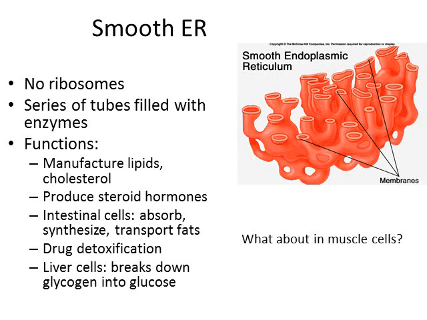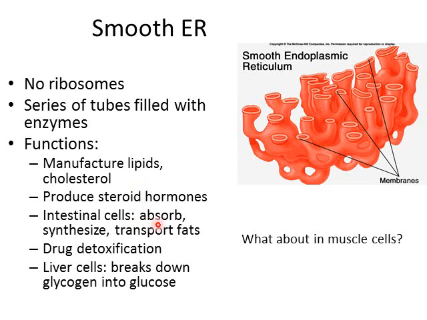Okay, next is the smooth endoplasmic reticulum. This has nothing to do with making proteins. This has everything to do with making other things, and some of those things are lipids. Okay, so there's a series of tubes filled with different types of enzymes. The main function here is to manufacture lipids, including cholesterol. So these help us produce steroid hormones. Steroid hormones are hormones that have a cholesterol base, cholesterol backbone, we should say.